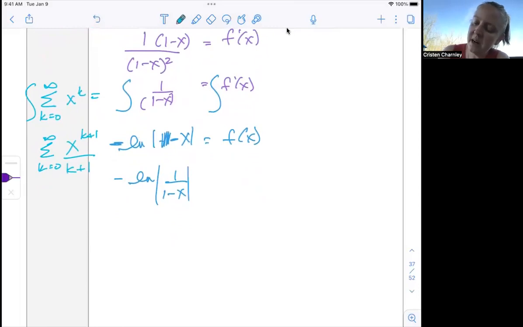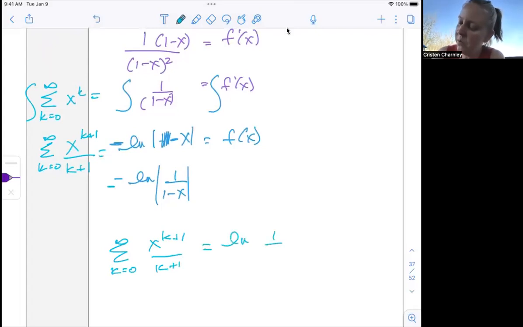Pardon my handwriting here. So all together, this should be equal. I know that the series k equals 0 to infinity, x to the k plus 1 over k plus 1 is the same thing as natural log of 1 over 1 minus x. That's on the absolute value, which is the same thing as the original function.